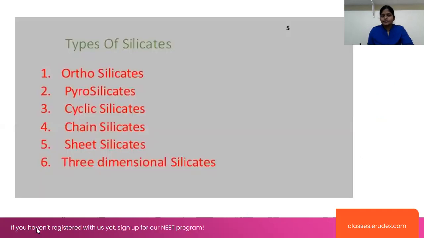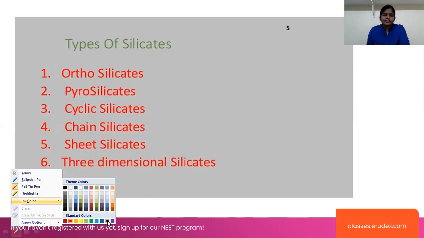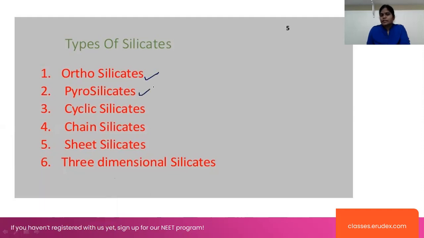Next one is the classification of the silicates. This is very important. In the classification we have orthosilicates, pyrosilicates, cyclic silicates, chain silicates, sheet silicates, and three-dimensional silicates. The chain silicates are of two types: single chain silicates and double chain silicates. The examiner will ask you questions from this segment only.